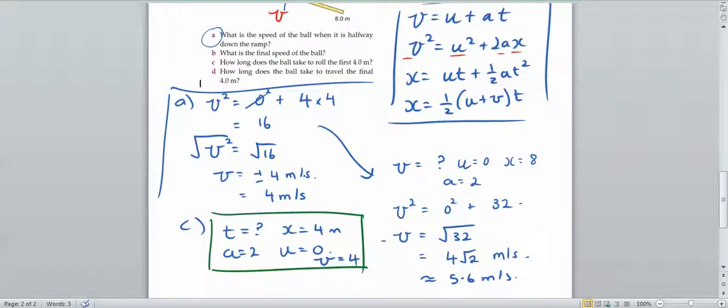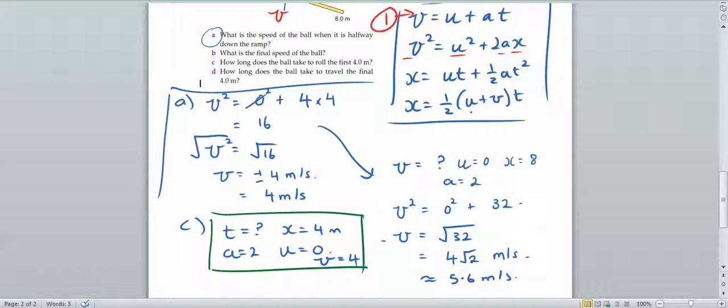Now, let's have a look. We've got a u, we've got an a, we've got a v, and we've got a t. So why not just use equation 1? Why not just use this one? You could use a few others though, couldn't you? You don't have to use that equation.